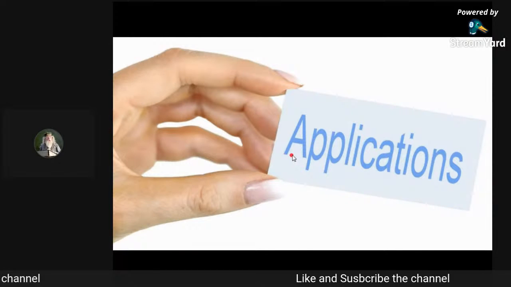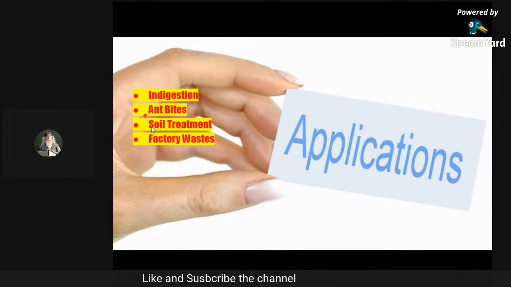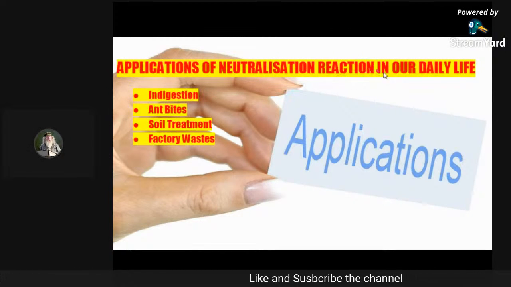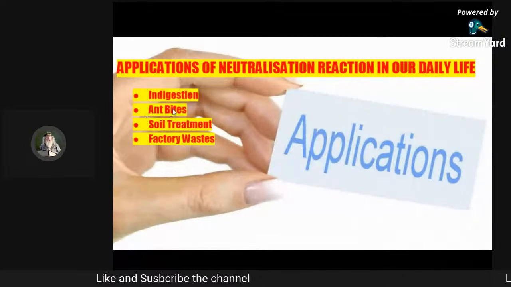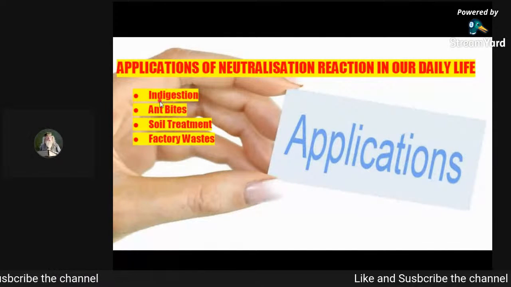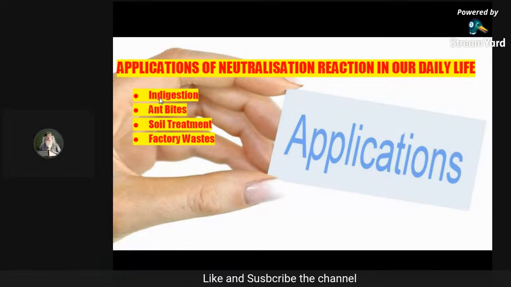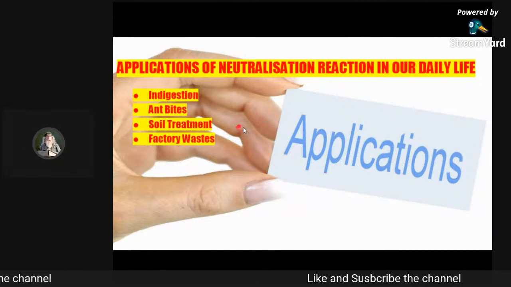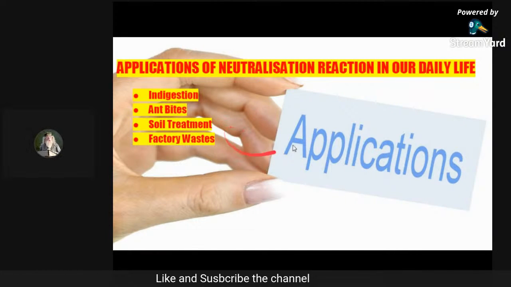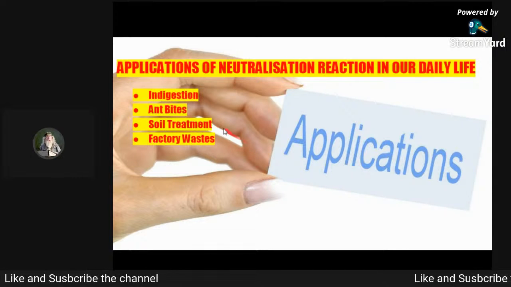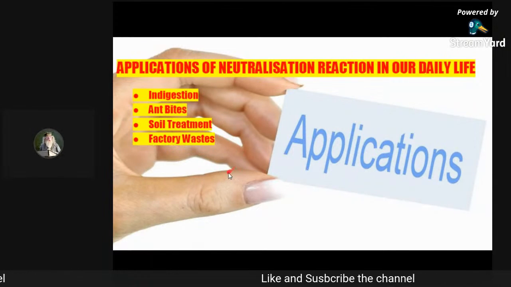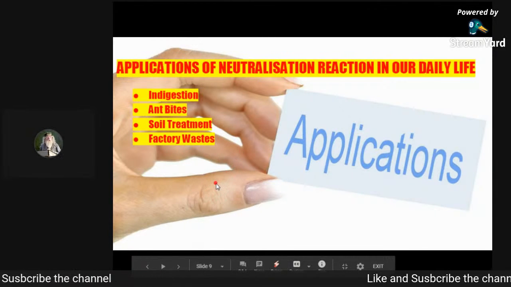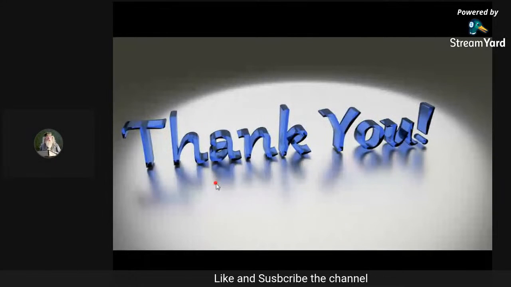Applications of neutralization reaction: indigestion, ant bite, soil treatment, factory waste. For indigestion, if there is excess acid, HCl, then bases, that is antacids, are used. Ant bite contains formic acid, so calamine solution can be used. In soil treatment, for excessive acid we use calcium oxide and so on, and for excess base we use organic matter. Factory waste, if it contains acid and goes to the rivers, it is going to pollute and kill, so base is added.